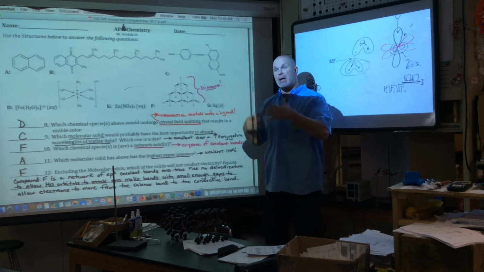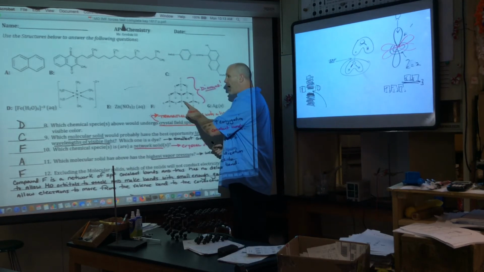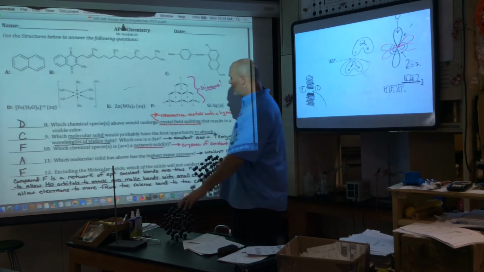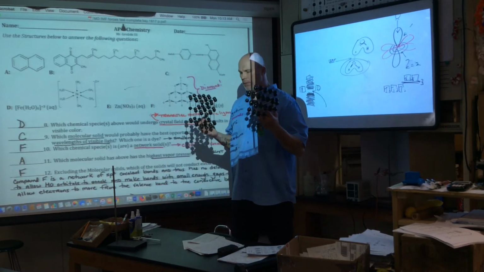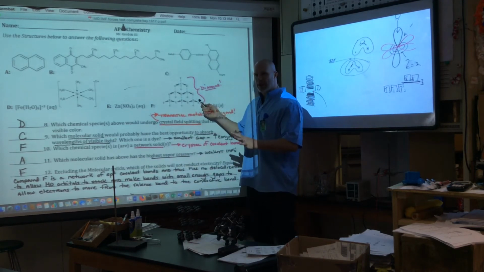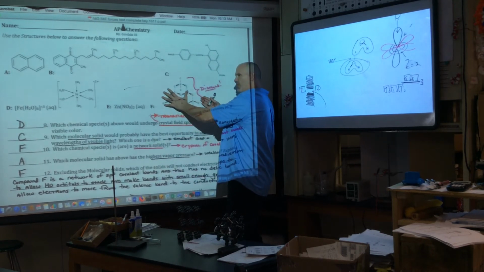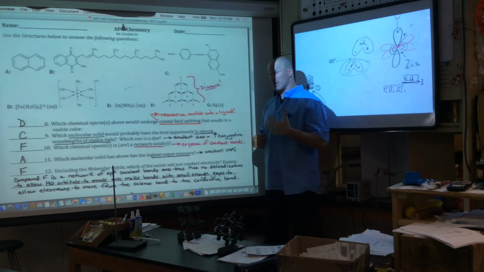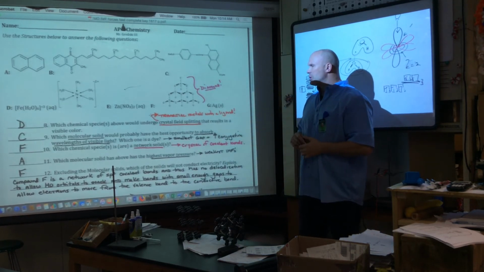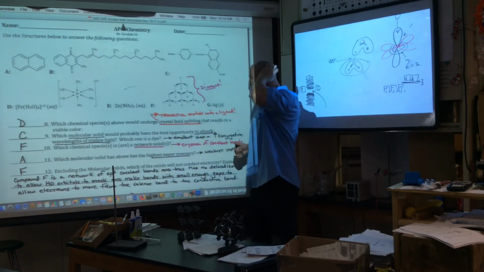Who's a network solid? A network solid, for those that don't know, is nothing more than covalent bonds that continue in a crystal fashion. Graphite's an example, so is diamond. Okay? They're a little bit different because they're not sticking together by attractive forces like these guys would. They're sticking together by a continuum of covalent bonds in all directions, which gives them huge, huge melting points. Okay. 11. Which molecular solid would have the highest vapor pressure?